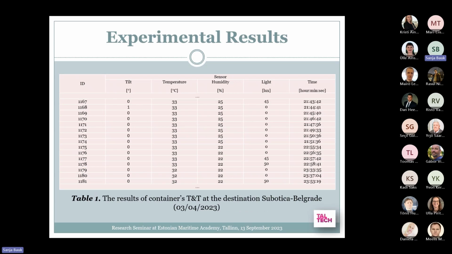On the following 2 slides, you can see some of the data that we acquire from the sensors. All these data have a time step, and we were following, at these very short time intervals, tilt or motion of the container, temperature, humidity, and light. Tilt was activated in our case only when we uploaded the container.